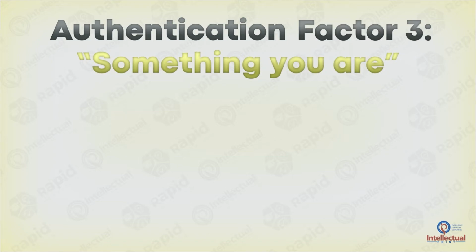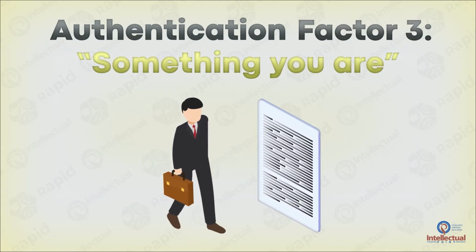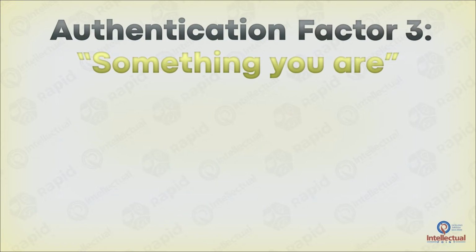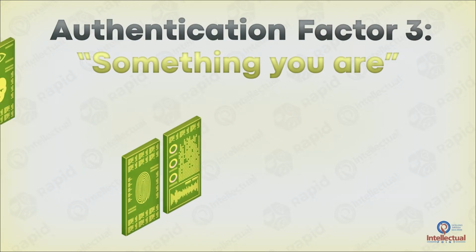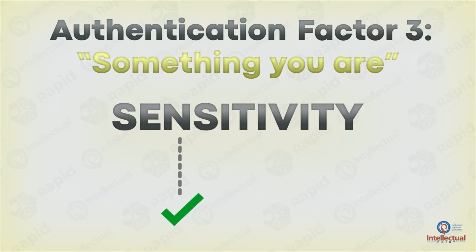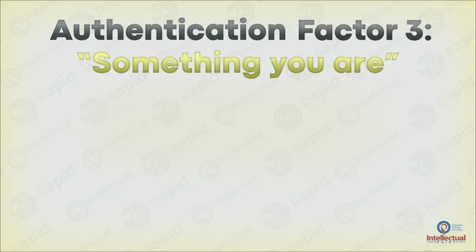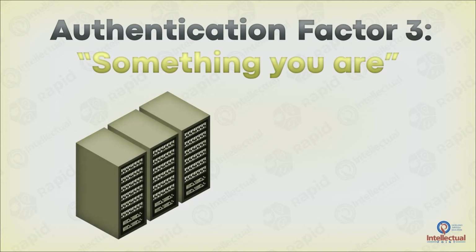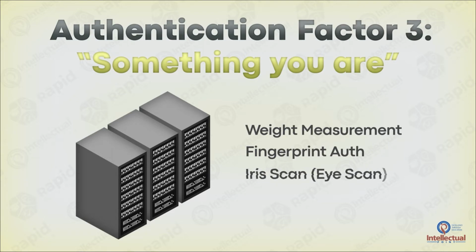Simply put, something you are is information that belongs to you as a person, which means it's a characteristic that only you and no one else has. That includes multiple biometrics methods, like your fingerprint, voice, face, and also some parts of your eye, such as your retina and iris. The only problem with this factor is that sensitivity controls the acceptance and rejection rate, which may affect the authentication accuracy. For example, in data centers, in order to access the server racks, you must pass a series of biometric measures, such as a weight measurement, fingerprint authentication, and running an iris scan.